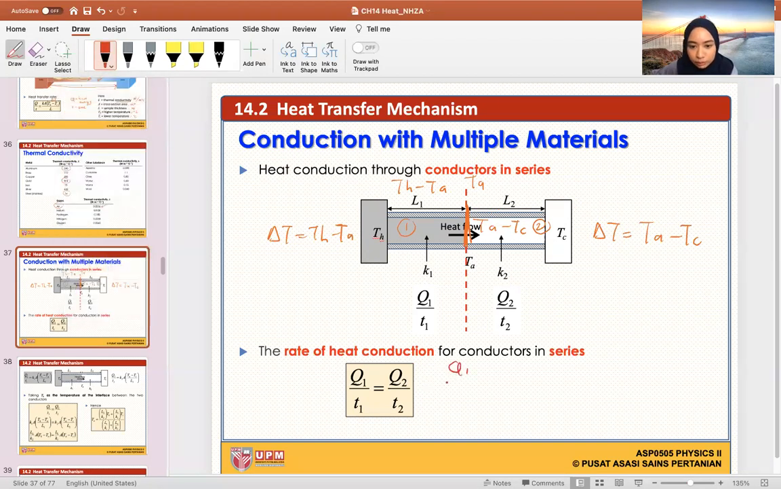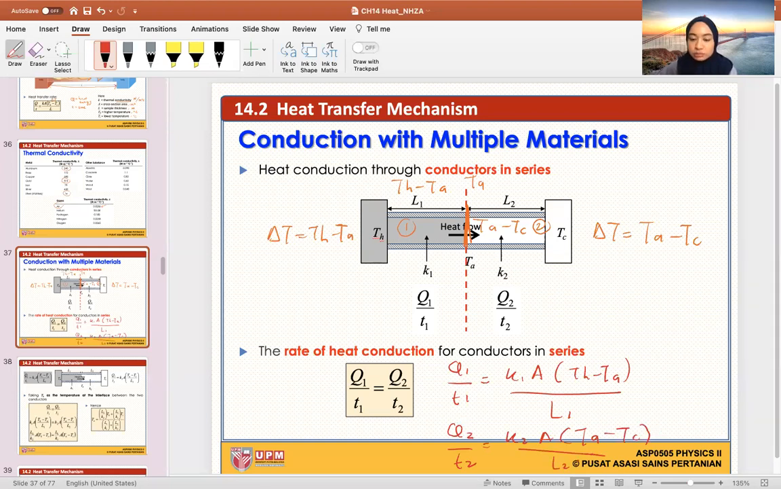Okay, so Q1 over T1 is equal to K1A. A sama, okay, ni confirm. A sama. Delta T, which is TH minus TA over L1. Yang sama kat sini A sahaja. Okay, if they are in series. And then Q2 over T2 is equal to K2A TA, because TA is at higher temperature than TC, so dia dululah minus TC over L2.